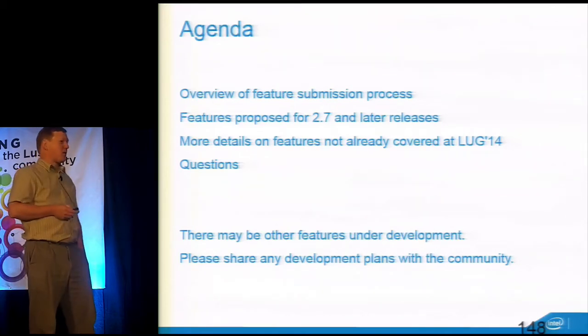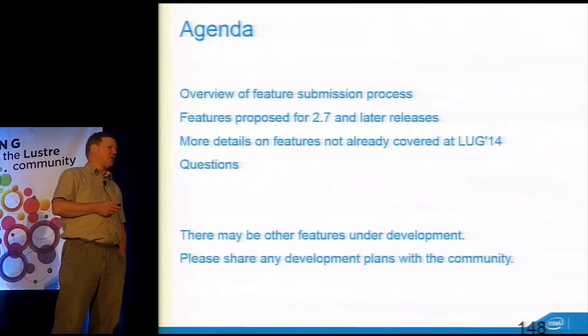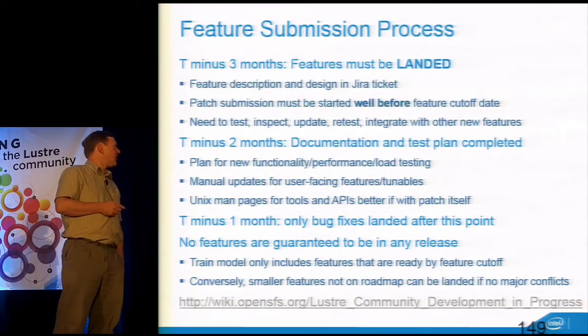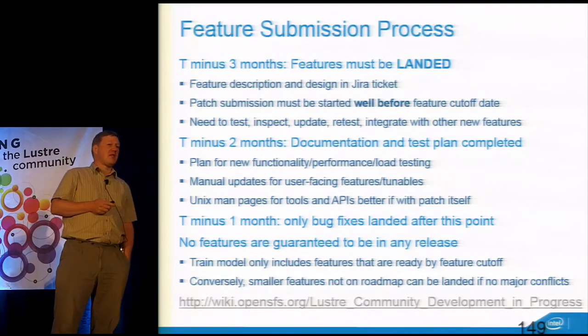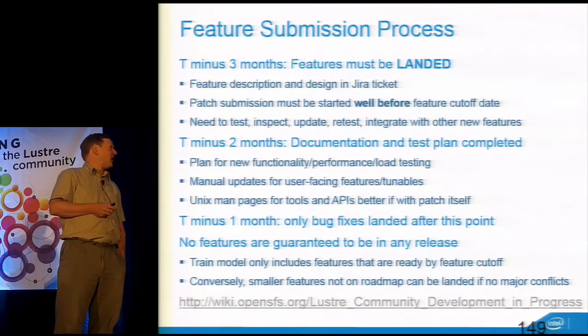So, a quick overview of how features get into Lustre, and some of the features. There are some presentations also being delivered later in the conference, so I'm not going to really cover those ones. The feature submission process: we're trying to follow a train model so that every 6 months we have a major Lustre release, and for the first 3 months of development on any given feature is an open window for landing features and patches of all types.